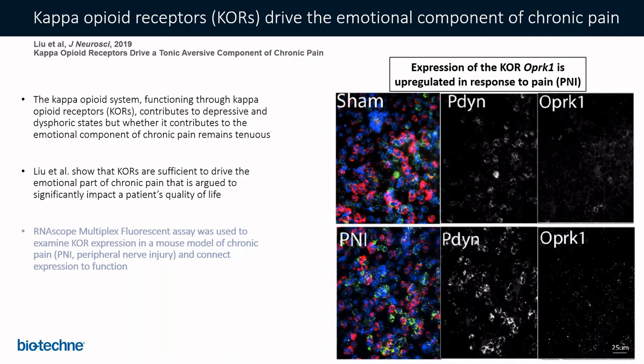So in this paper, researchers from UC Irvine and UCLA show that these KORs are sufficient to drive the emotional part of chronic pain that is argued to significantly impact a patient's quality of life. The antagonists to KOR can act as a therapeutic adjuvant to alleviate this emotional component of the pain and improve the quality of that patient's life. So in this case, they used the RNAscope multiplex fluorescent assay to examine the KOR expression in a mouse model of chronic pain and connect the expression of this KOR to its function in a tissue context.